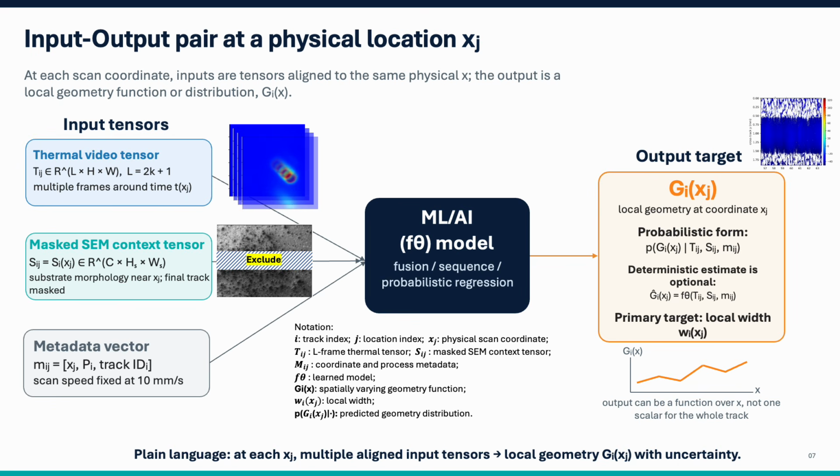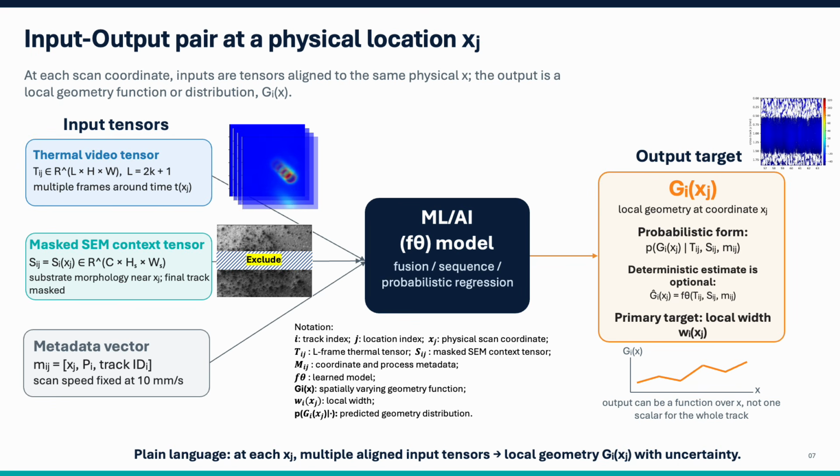The model then predicts a probability distribution for the local geometry. In the equation shown here, G sub i is the geometry at position x for track i. But the important point is that output can be probabilistic. Therefore, the model should communicate both its expected prediction and its uncertainty.